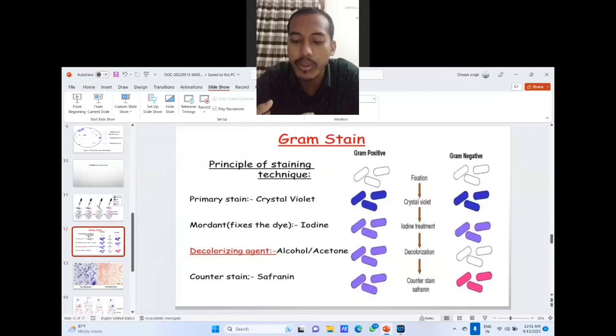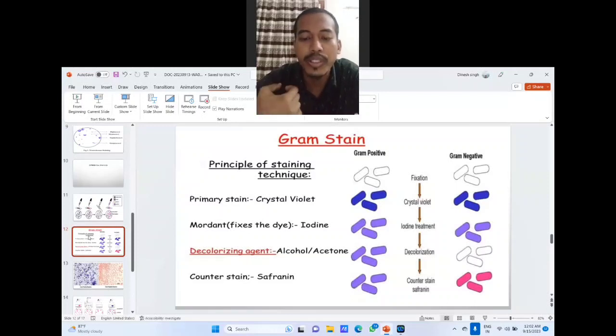But in case of the gram negative bacteria, due to the presence of a thin cell wall, what happens when you use the decolorizing agent, that is alcohol or acetone? Everything in the upper layer of the gram negative bacteria will be washed off. So as a result, the gram negative bacteria become colorless in the decolorizing step. So the last part, when you use the counter stain, what happens?